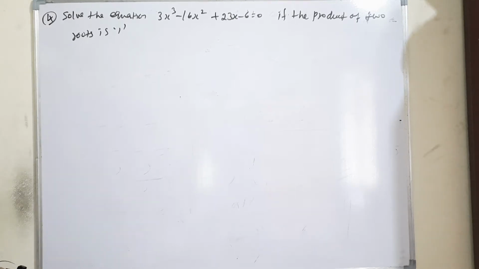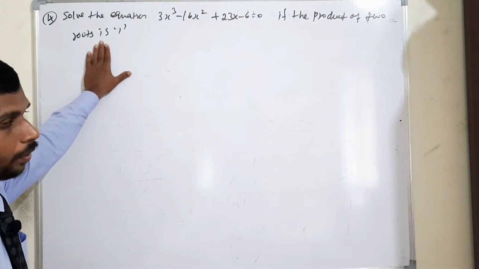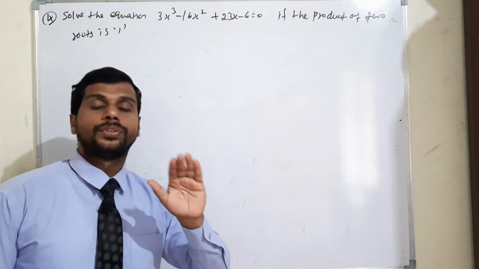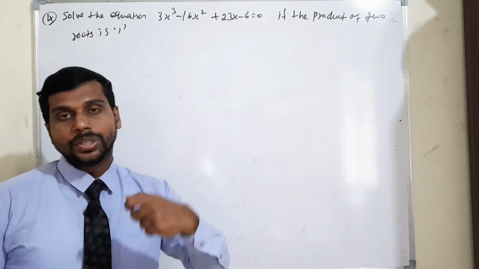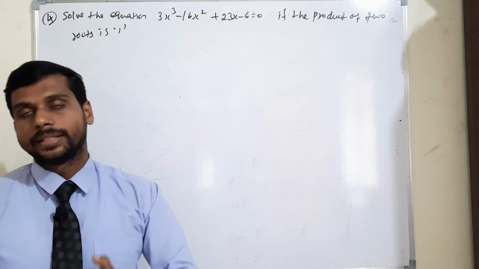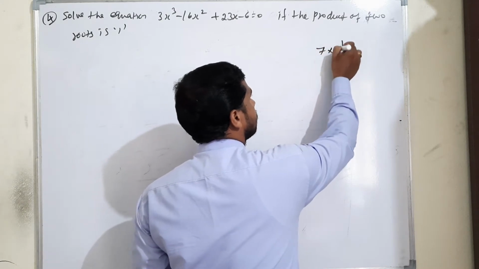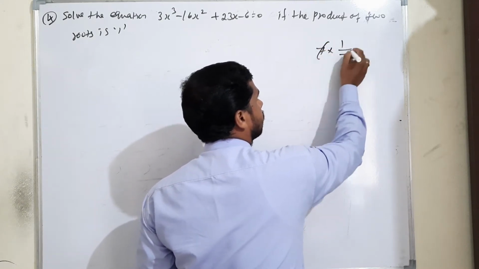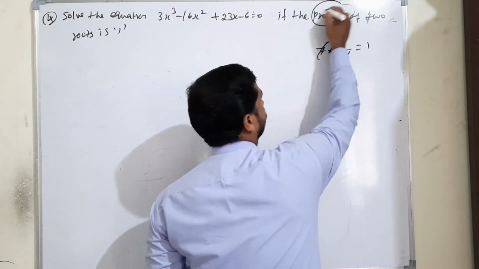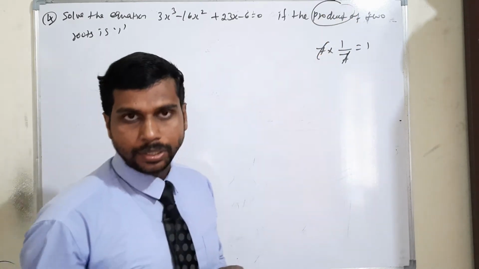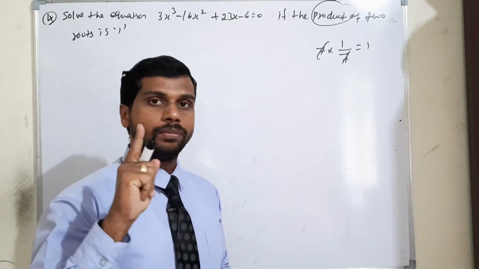If the product of two roots is 1, that is the minimum condition. When the product of two roots equals 1, definitely one number is the reciprocal of the other, isn't it? Consider 7 and its reciprocal: 7 cancels, so the value is 1. Likewise 99 into 1 by 99: 99 cancels, so the value is 1.